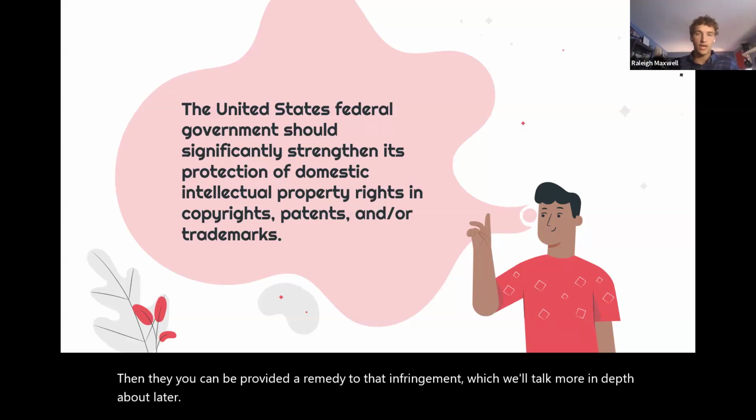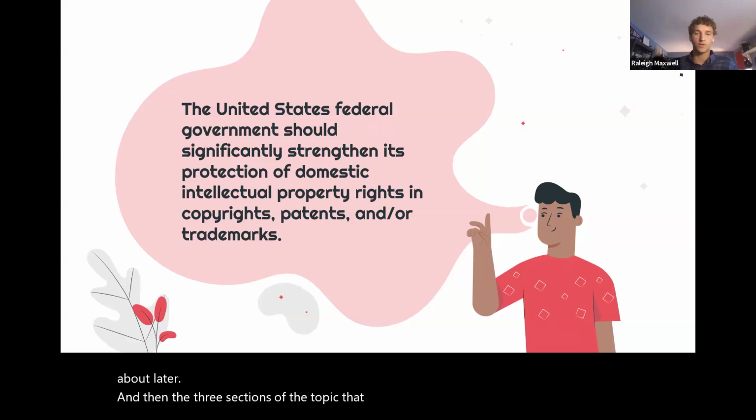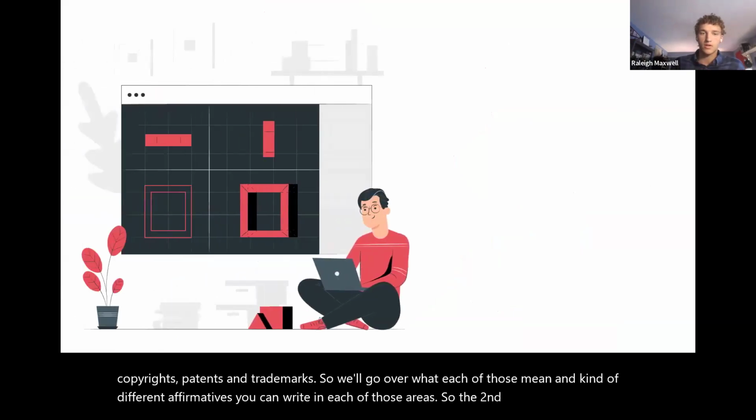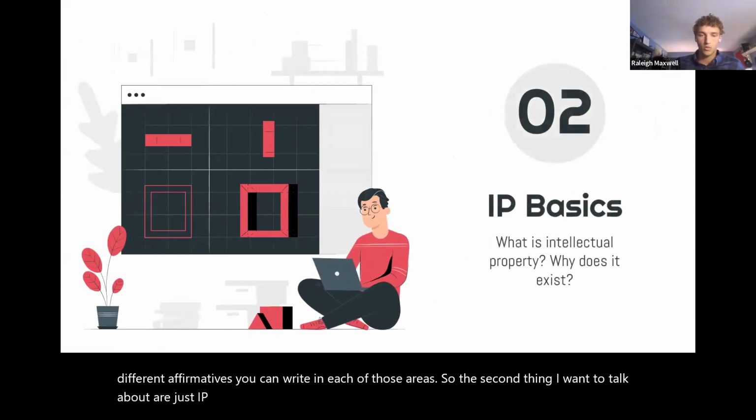And then the 3 sections of the topic that you kind of have to operate under are copyrights, patents, and trademarks. So we'll go over what each of those mean and kind of different affirmatives you can write in each of those areas. So the second thing I want to talk about are just IP basics. So kind of what is intellectual property and why does it exist?